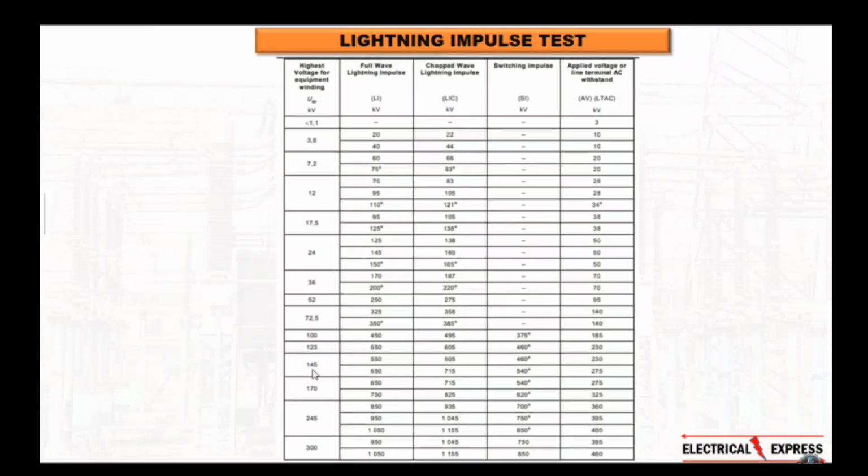In the same way, if you have a 145 kilovolts transformer, then 650 kilovolts lightning impulse, 715 kilovolts chopped wave lightning impulse, 540 kilovolts switching impulse, and 275 kilovolts AC voltage withstand. This table I have taken from IEC 60076 part 3. You can go there and see. Here also these tables are given, if you have a higher voltage transformer than any distribution transformer, at how many kV should we do the impulse test there?